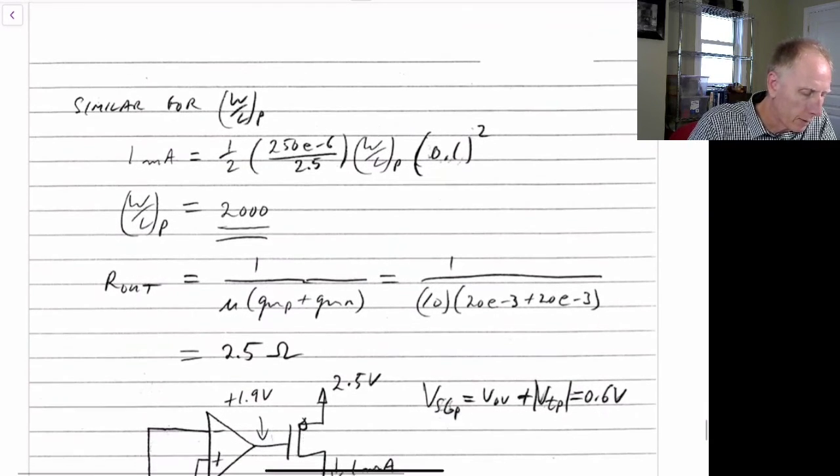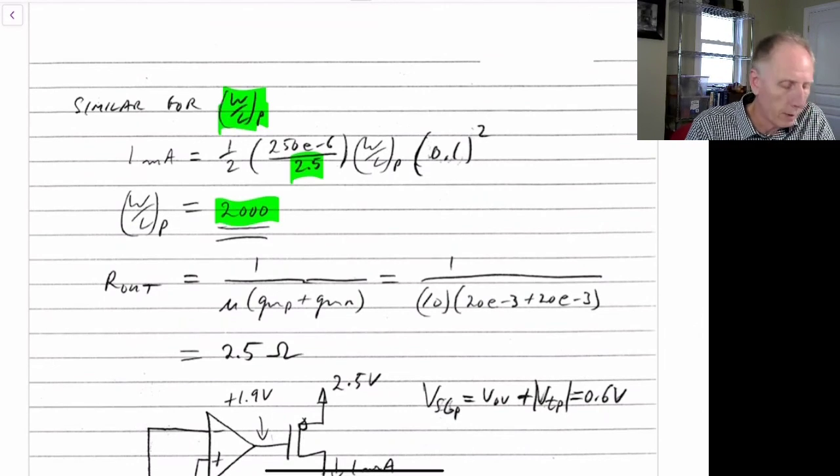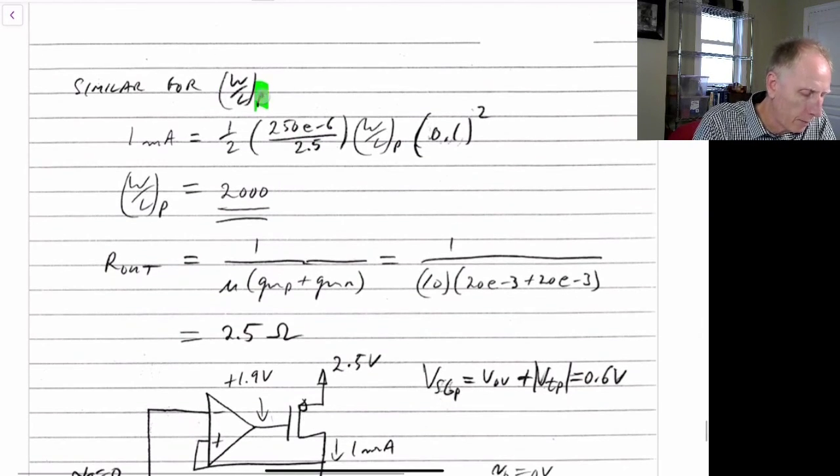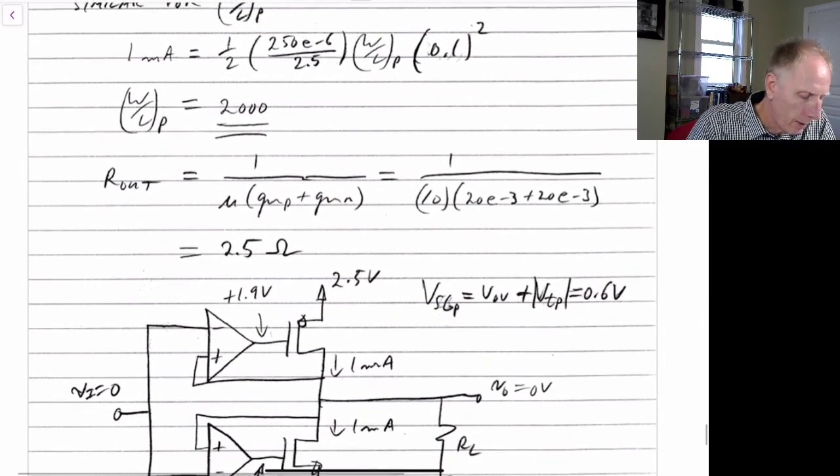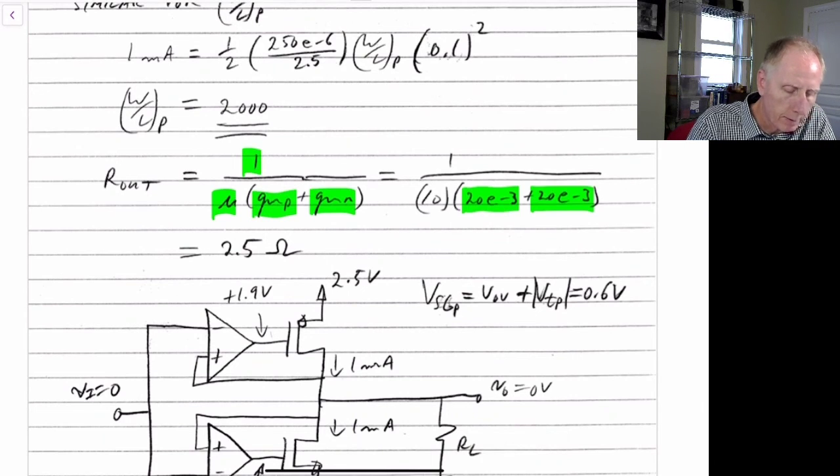You can do a similar analysis for the width over length of the PMOS, and it'll end up being 2.5 times higher because of this term here. So 2.5 times 800 works out to be 2,000. And that's because mu P is 2.5 times less than mu N. The output resistance then is 1 over mu, which is the gain of the error amplifier, times GM plus GMP plus GMN. These are both 20 milliamps per volt. So the overall output impedance is 2.5 ohms.